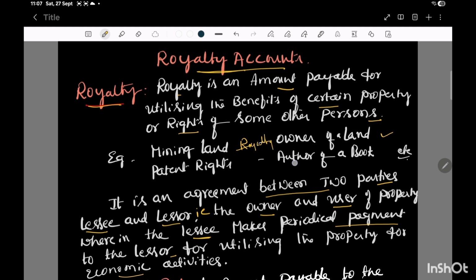Likewise, the author is going to write the book. That patent will be taken by the publications. So these publications are going to give the royalty to the author. They have taken the copyright over the book, and they are going to publish and market it. Whatever money they earn out of that, some money will be paid to the author as per the agreement, and that money they are going to pay periodically is called royalty. I think you're clear about it.